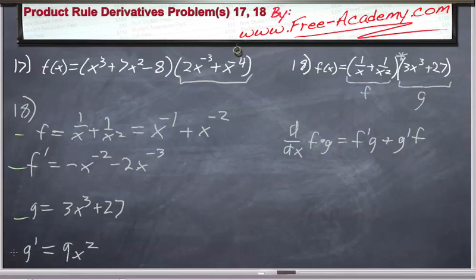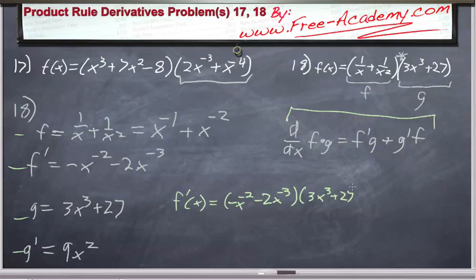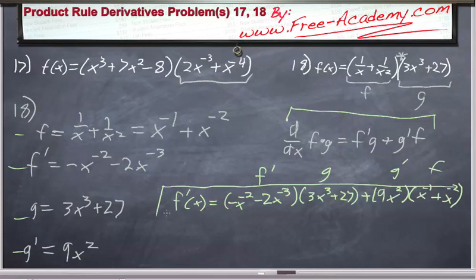Now that we have f prime, g, and g prime, it's just a matter of plugging everything into our formula. So the derivative of f of x is equal to minus x to the negative second minus 2x to the negative third, times 3x to the third plus 27, plus g prime, which is 9x squared, times f of x, which is x to the minus 1 plus x to the negative 2. This is f prime, this is g prime, and this is f. Just plug everything in and you get the derivative.